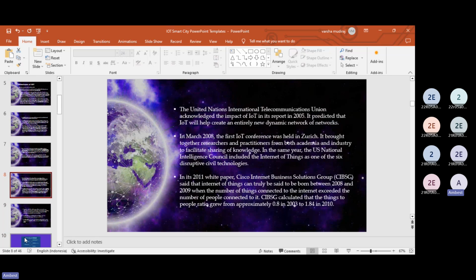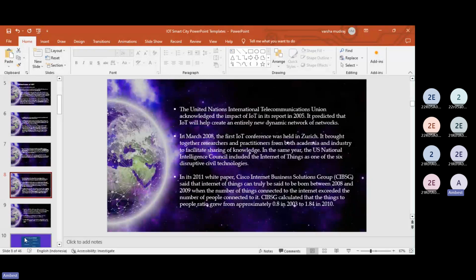And then later, the United States telecommunications body acknowledged the impact of IoT in a 2005 report. It predicted that it had created an entirely new dynamic of a network of networks. So in the early stage, in March 2008, the first IoT conference was held in Georgia. It brought together researchers and practitioners from both academia and industry to facilitate the sharing of knowledge.